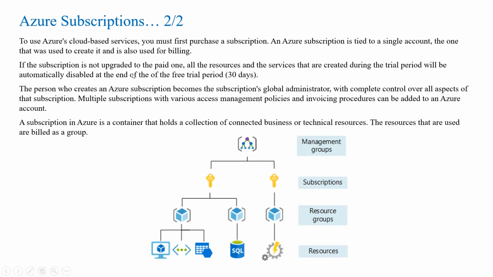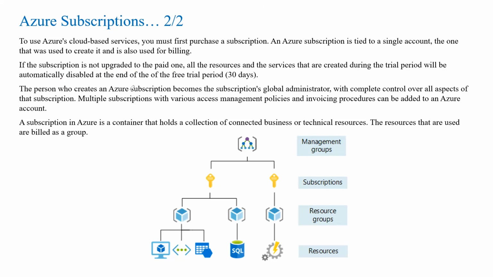So if the subscription is not upgraded to the paid one, all the resources and the services that are created during the trial period will be automatically disabled at the end of the month. Let us say you have created a virtual machine and you're not terminating or deleting it, but you want to use it on a daily basis. At the end of the 30th day, if you have not upgraded to pay as you go or a paid subscription, your services, virtual machines, whatever components you have added in the cloud, will be disabled and may not be available. You may not be able to recall it again.